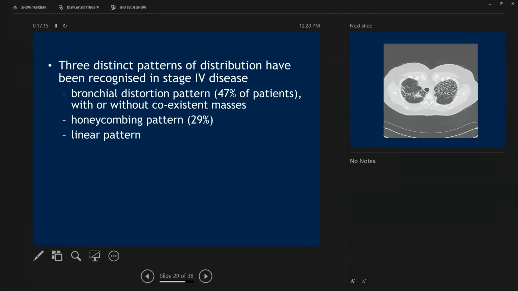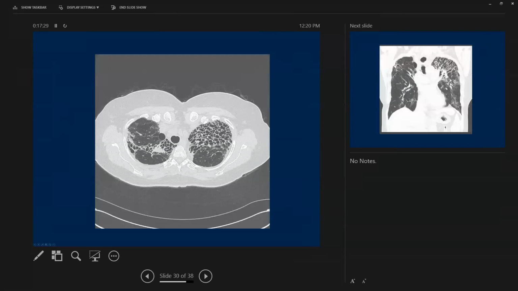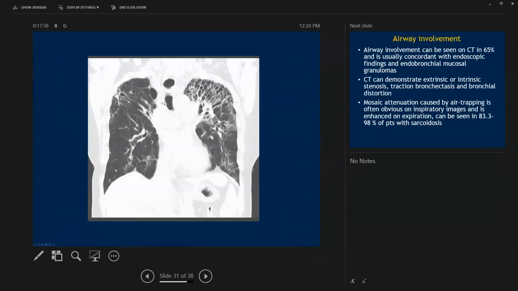Now, with scarring and fibrosis, the other patterns of disease, we just talked about the bronchial distortion, which can be seen in up to half the patients. You can have honeycombing with 29% with UIP on histopathology in a linear pattern. So this is a case I saw just last week over here. This is a patient with confirmed pulmonary sarcoidosis. You can see the established honeycombing with traction bronchiectasis, and on this coronal format, you see the traction bronchiectasis, honeycombing and the upward hilar displacement that comes from this volume loss and scarring.